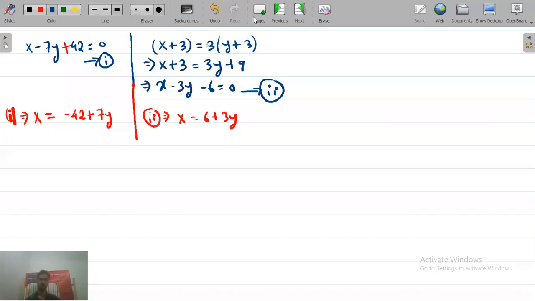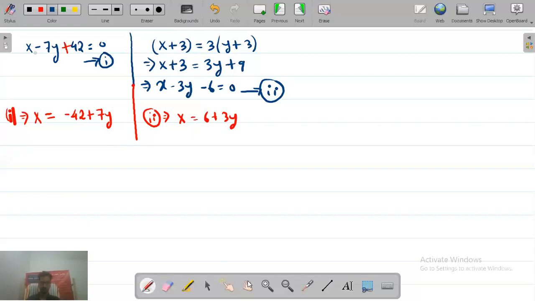now see, when you solve the equation, it will be like this: x plus 3 equal to 3 into y plus 3. So if you solve it, it will be x minus 3y minus 6 equal to 0. Now you have to plot these two equations graphically. From 1, x will be minus 42 plus 7y, and from equation 2 it will be x equal to 6 plus 3y. Now you have to make two tables, one for this one and one for this one, yes or no?